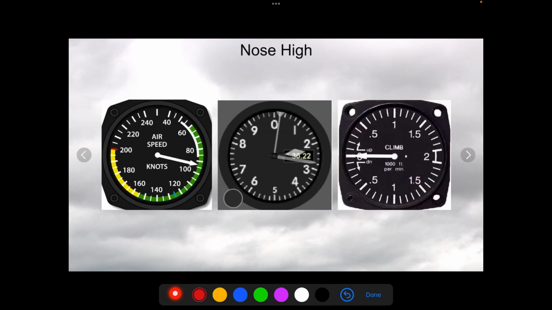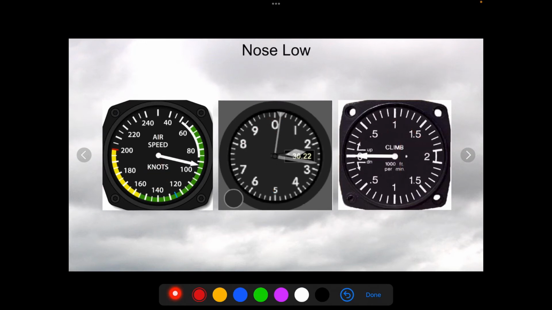For nose high, remember we talked about that we're going to decrease our airspeed. So that arrow down means decrease. And again, nose high, our altimeter's likely going to go up, showing we're increasing in altitude with that nose high attitude. And then we're going to see that climb on the VSI. For nose low, it's the opposite, right? Our airspeed indicator is going to increase. That arrow indicates that the values are going up on the airspeed indicator. Our altitude is going to decrease, and then we'll see that descent on our VSI.